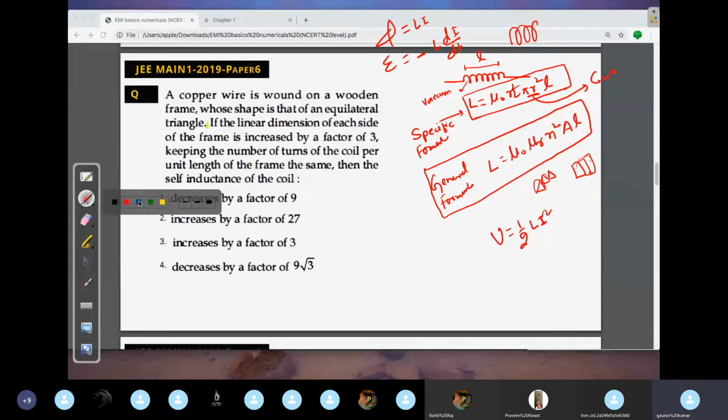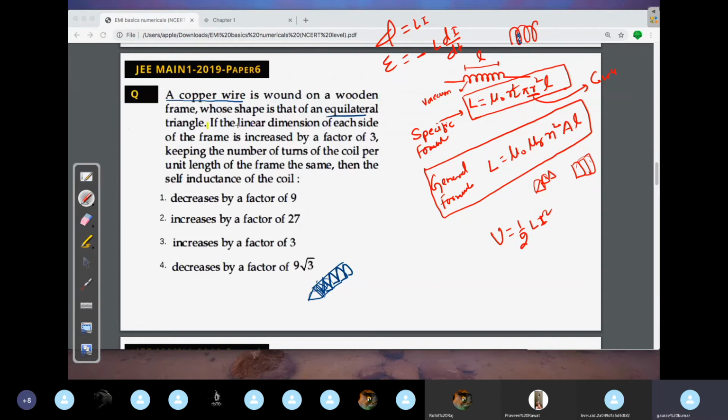First of all, this question does not have clear data. I'll tell you what I mean by that. What is given to you? A copper wire is wound over a wooden frame whose shape is that of an equilateral triangle. Instead of a circle, they have told you that you are using a triangle. You have kept triangles like this, all are triangles like this, and you are forming the winding over a triangle, not a circle here. This is what is given in the question.